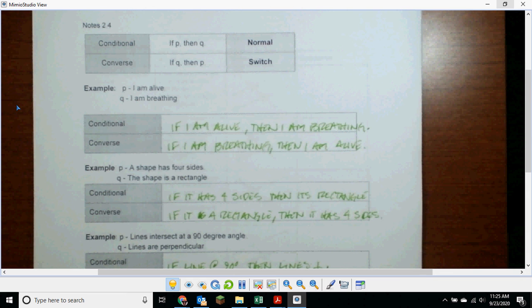All right. So that's the stuff on conditionals for day one. I'm going to create another set of notes on how that applies to parallel lines and transversals.